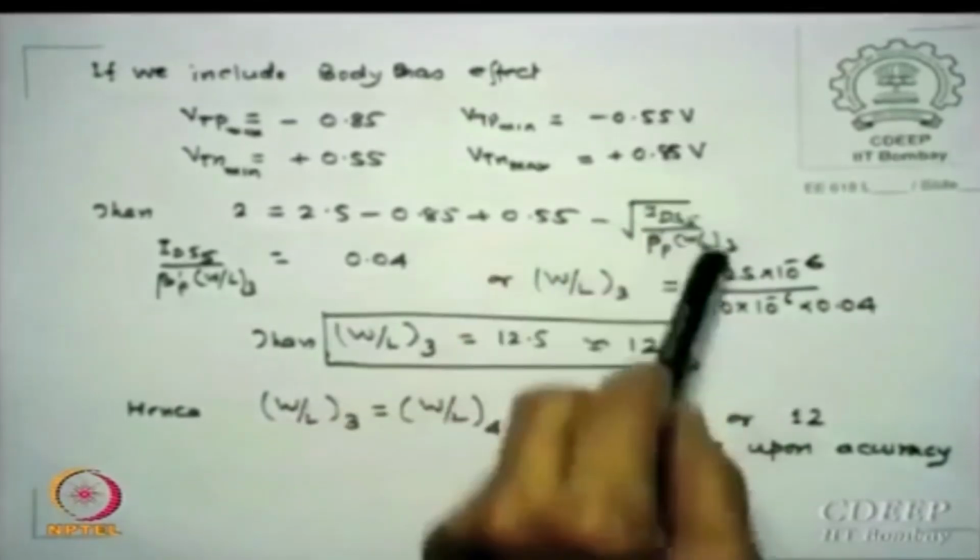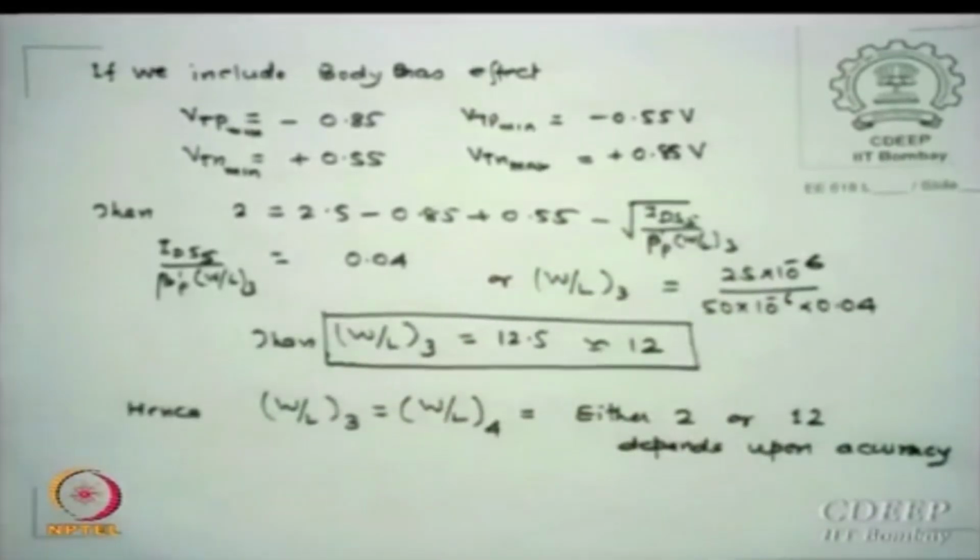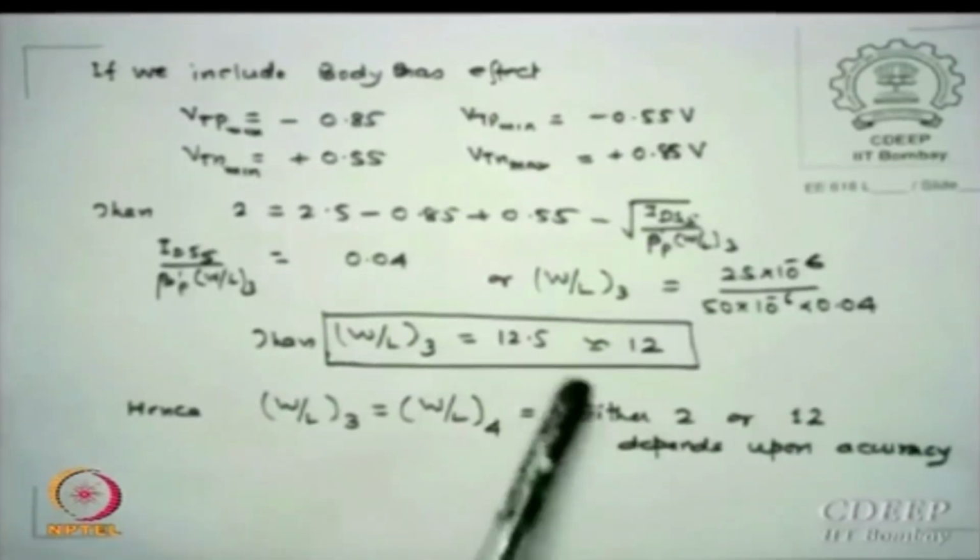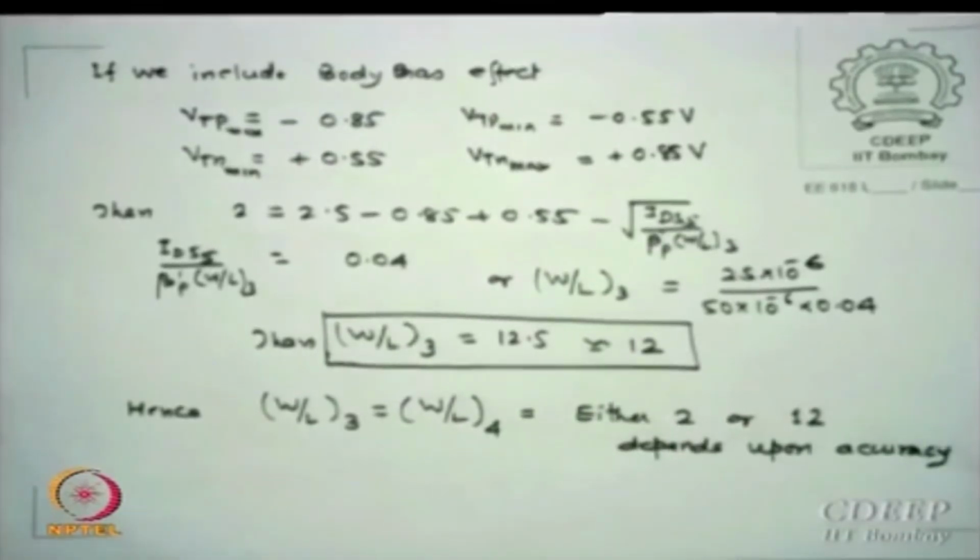If I now substitute with this, I can recalculate W by L3 and it turns out to be 12.5, which is 12, okay. So just think of it, if there is a bar on VT, the W by L's can change by 5 to 6 times. This is an issue which I wanted to bring to your notice, that for me as a calculation I may say 2 is good enough, what's so big about it, but in real life the value may change as much as 5 to 6 times if your VT bars are such high values.